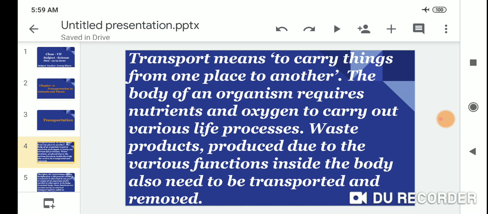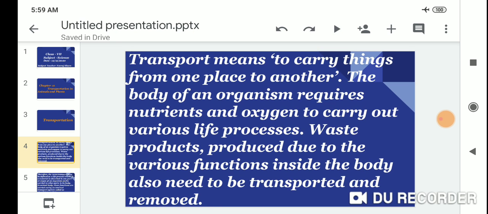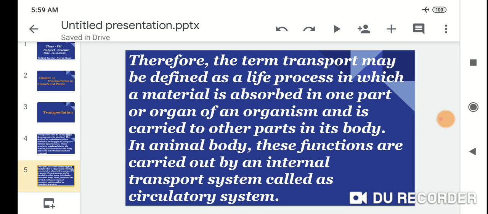Transport means to carry things from one place to another. The body of an organism requires nutrients and oxygen to carry out various life processes. The waste products produced due to the various functions inside the body also need to be transported and removed. Therefore, the term transport may be defined as a life process in which a material is absorbed in one part or organ of an organism and is carried to other parts of its body.